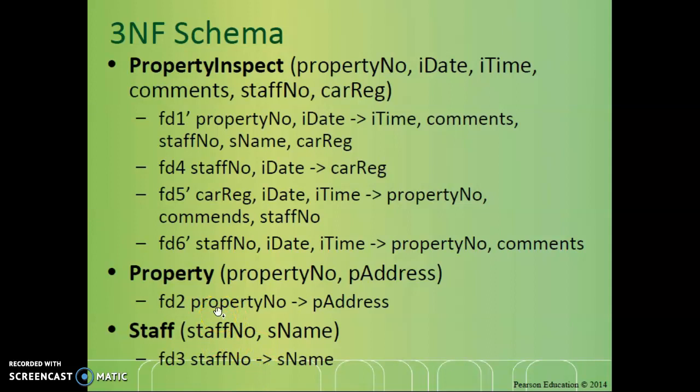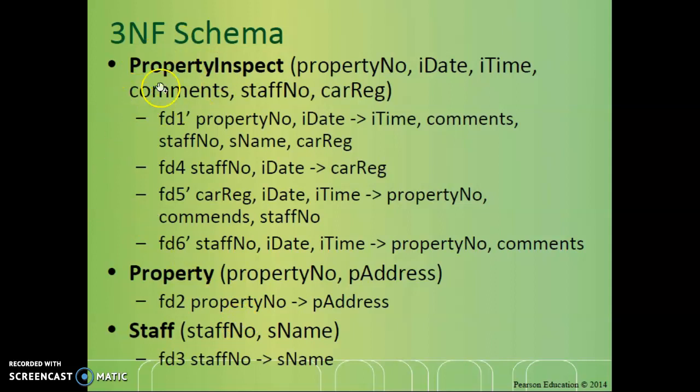If we know the property number, we can know the property address. That means every tuple in that table can be identified by knowing this property number. Same in the staff table also. So we have only a single determinant and single dependent. So already these tables are in BCNF also.